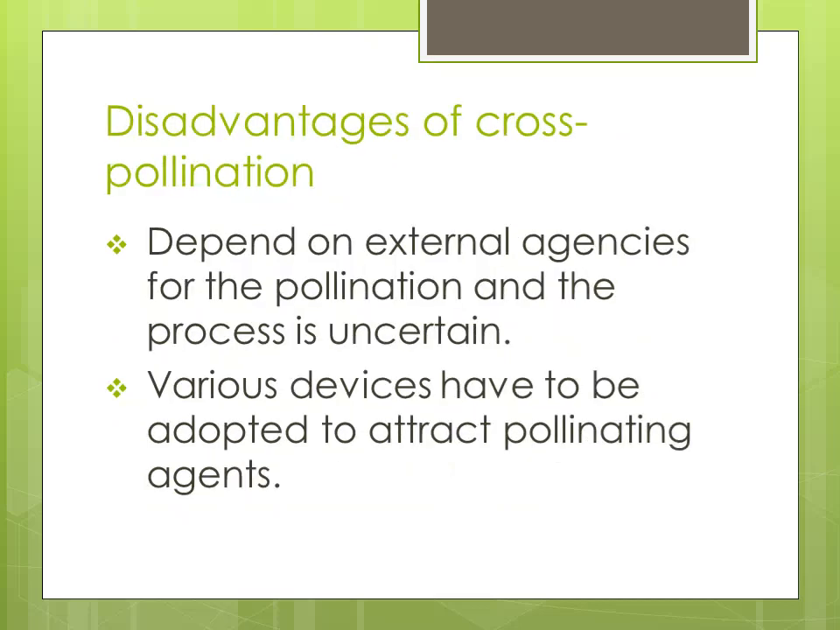A disadvantage also exists. Cross-pollinators always depend upon an external agency for pollination. Previously we have studied insects. They have to depend upon water, wind, or insects, etc. So it is uncertain; sometimes it may be pollinated or not. And then they have to adopt various devices to attract pollinating agents. For example, insect pollinators: they have to produce scent and be brightly colored, so special devices have to be developed. These are the two disadvantages of cross-pollination.